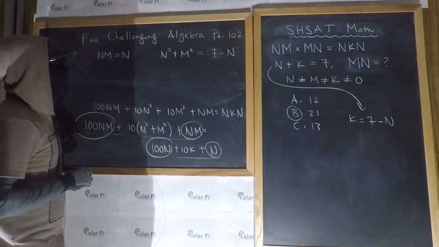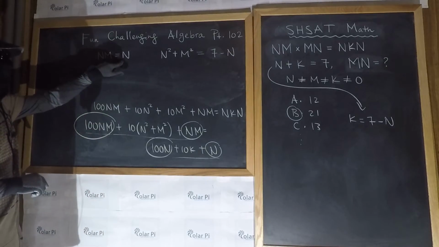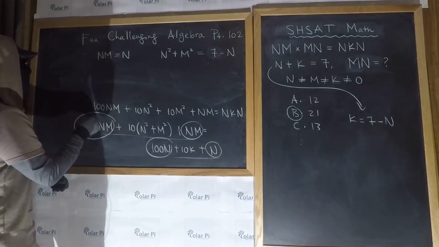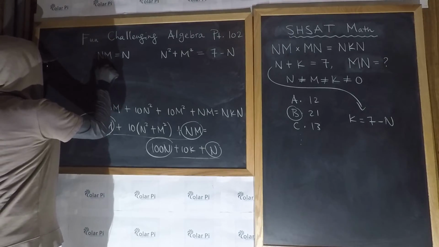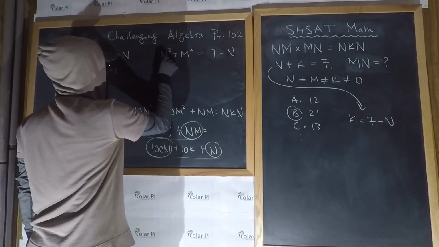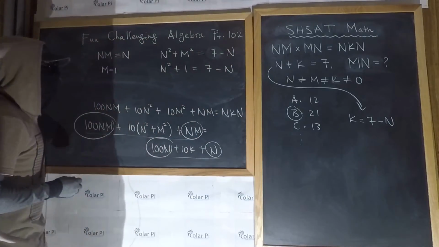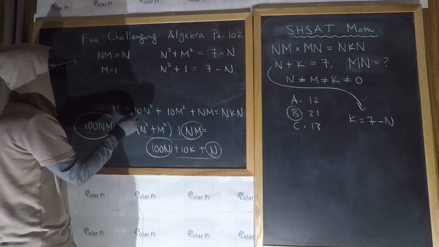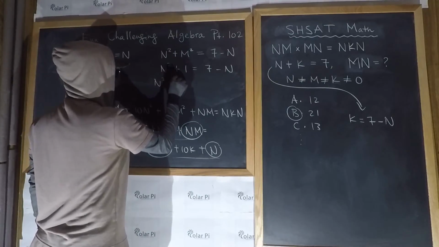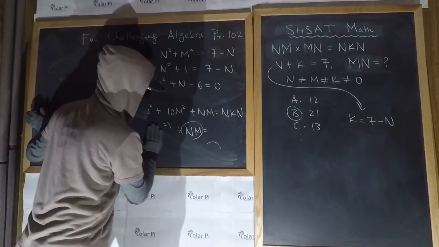Furthermore, notice that NM having to equal N, whether by comparing this to this or this to this, leads to only one conclusion: that M has to be equal to 1. So in place of M, we write a 1, which means we have N squared plus 1 squared, so plus 1, is equal to 7 minus N. This is a quadratic in N, so if we bring everything to one side, it would read N squared plus N minus 6 is equal to 0.